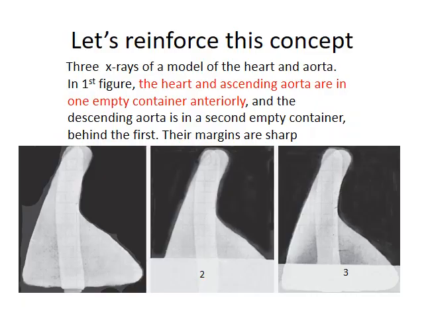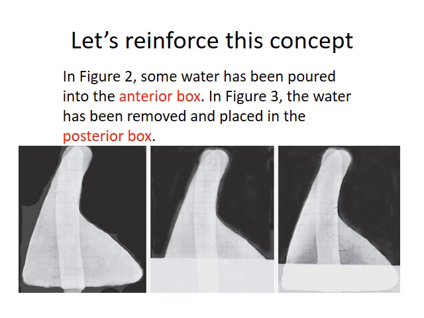So let's reinforce this concept by taking three X-rays of a model of the heart and aorta. In the first figure, the heart and ascending aorta are in one empty container anteriorly and the descending aorta is in a second empty container behind the first. Their margins are sharp in the first X-ray. In figure 2, some water has been poured into the anterior box. In figure 3, the water has been removed and placed in the posterior box.